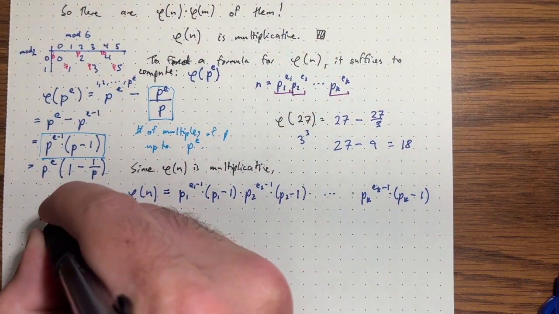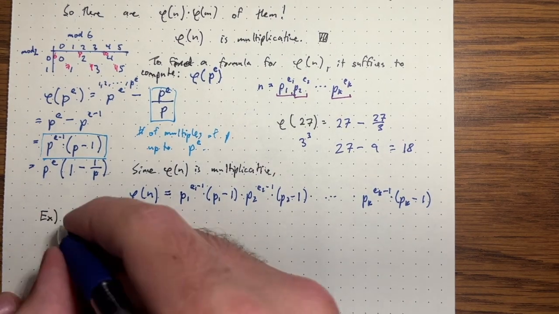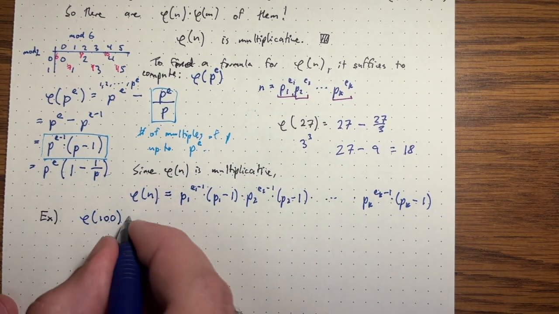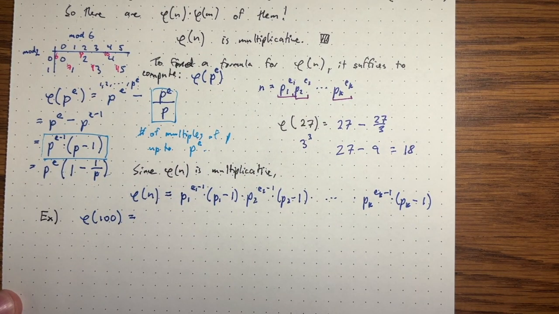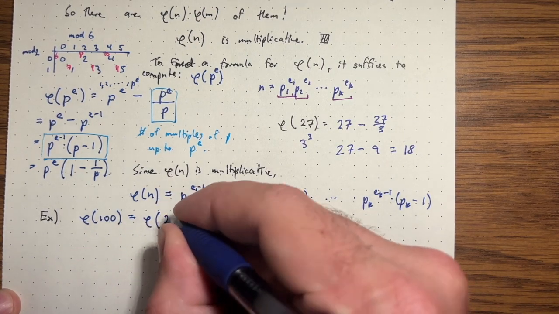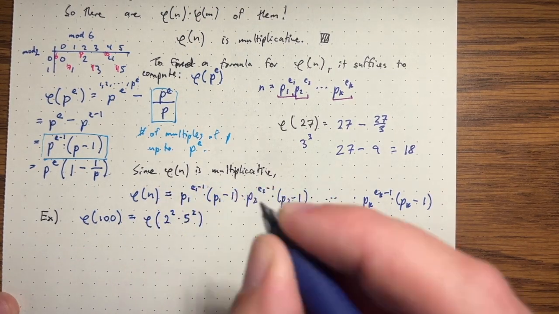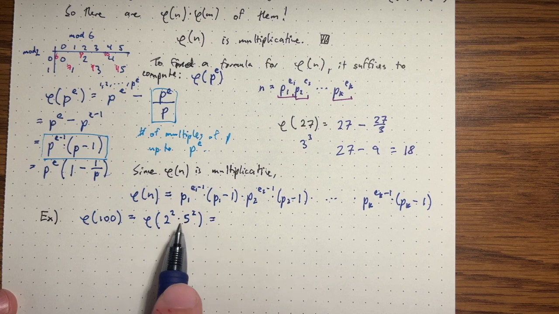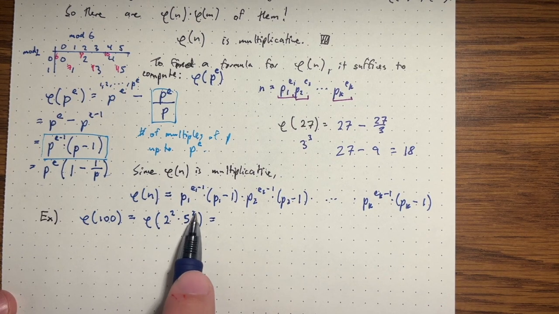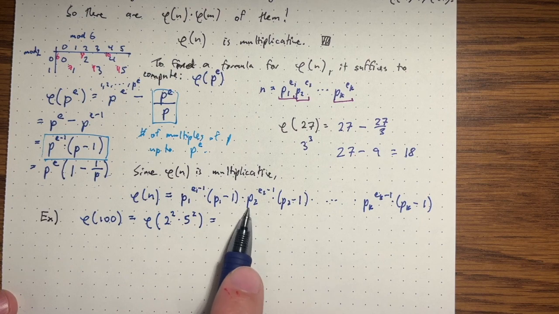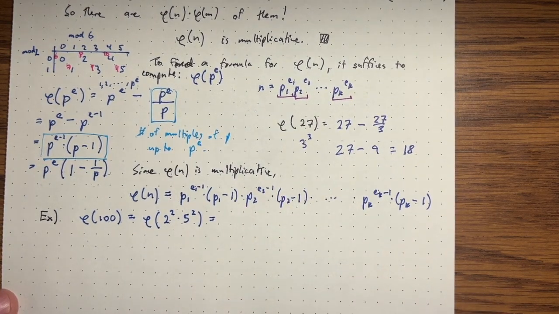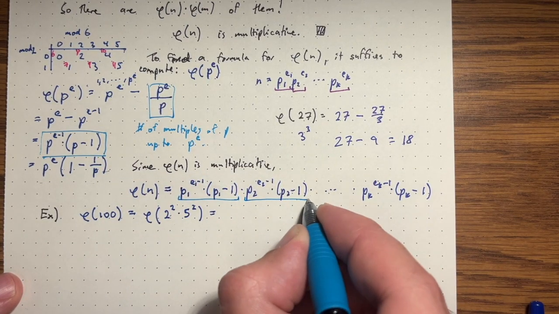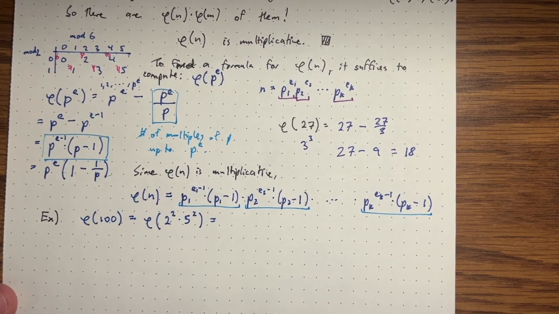Let's do an example. So phi of 100. How do I do this? Let's write 100 as a prime factorization, 2 squared times 5 squared. And now use the fact that it's multiplicative. So it's going to be phi of 2 squared times phi of 5 squared. So it's just this times this. I'm just going to have 2 of these terms: the term associated with the first prime, the term associated with the second prime, and multiply these all together.